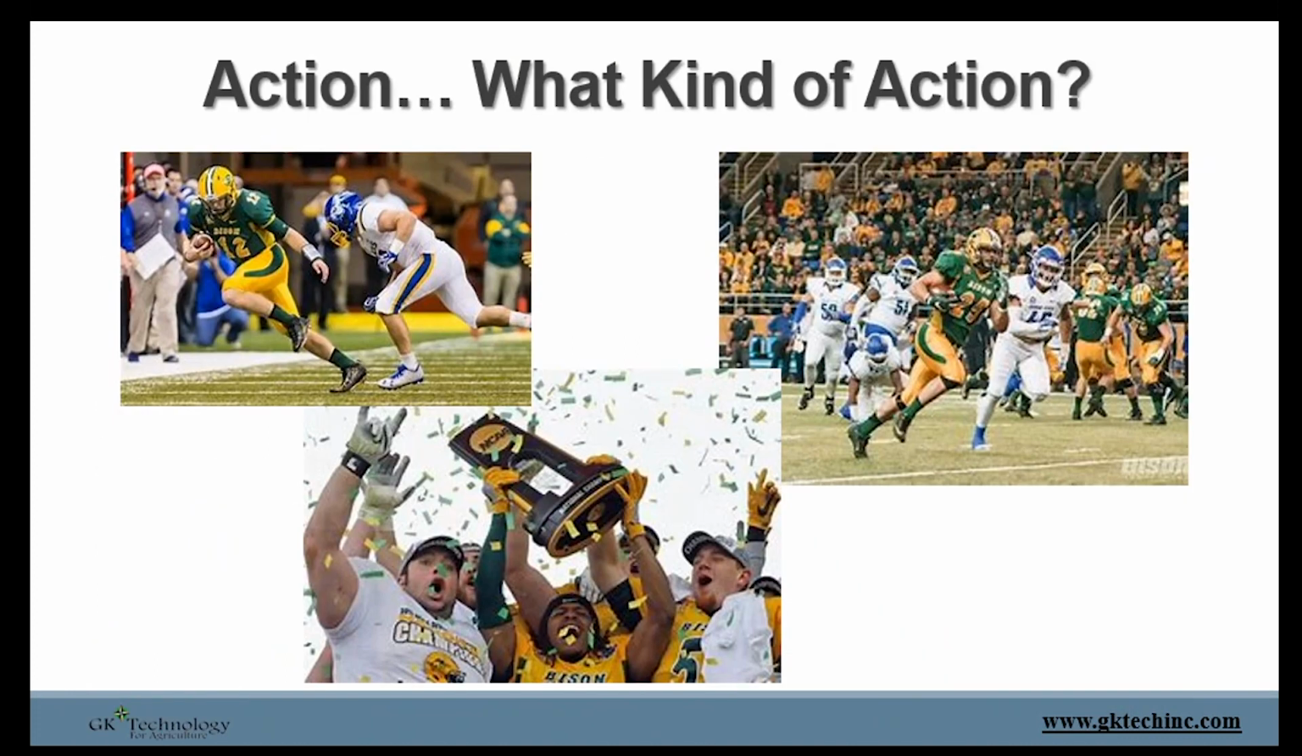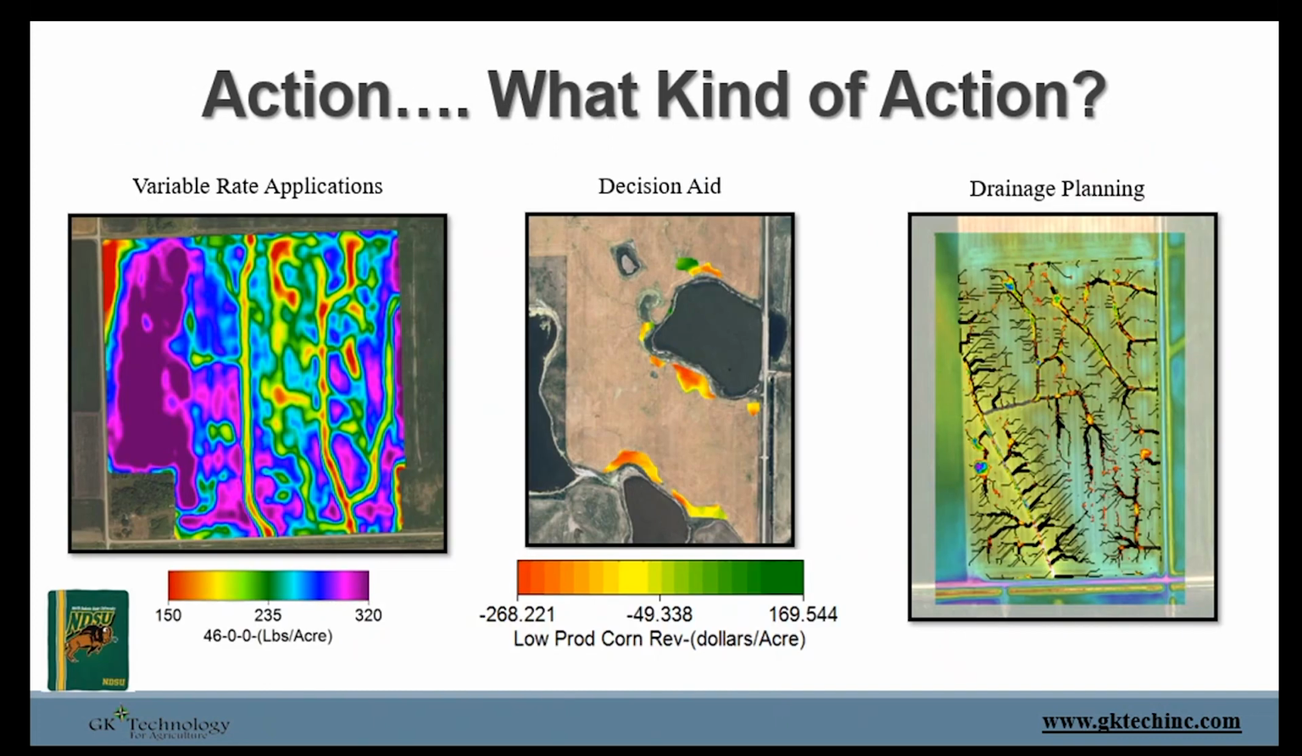So we're going to talk about turning data into action. What kind of action are we talking about? Well, of course, we have to say go Bison. But this is not the action that we're talking about today. We are, in fact, talking about agronomy and precision agriculture data. And I divided this into 3 separate things: variable rate applications and prescriptions, decision aids, so how can we use our data to really make good decisions, and also drainage. We make an awful lot of surface drainage maps, and an awful lot of drain tile plans in our company as well.